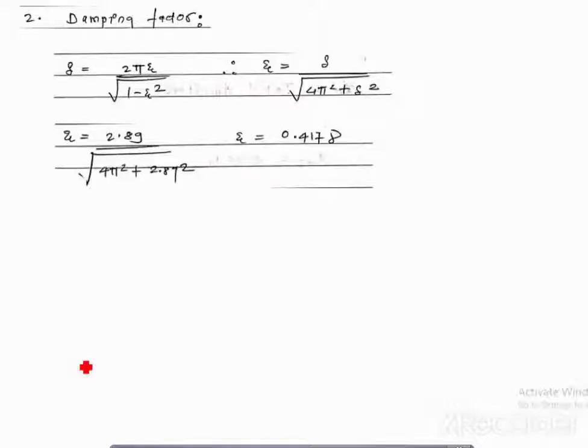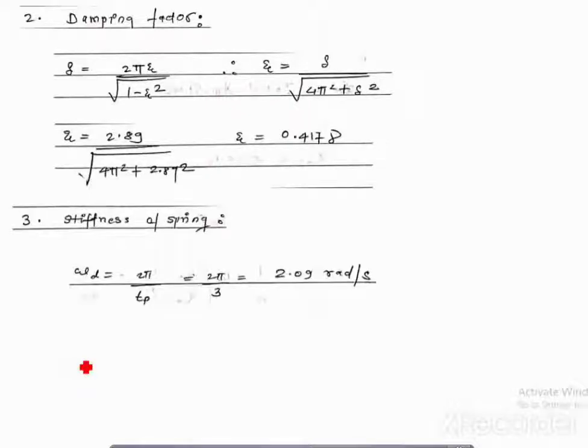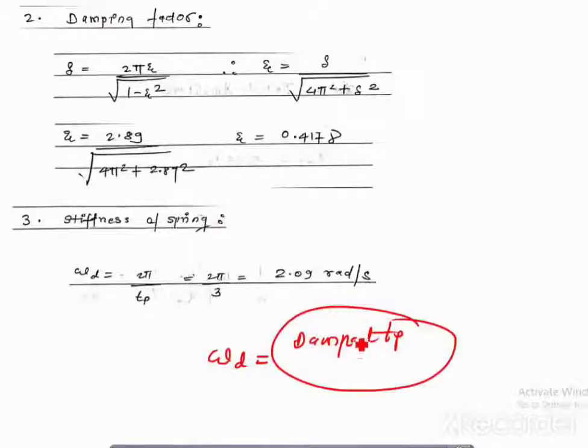Now once you got zeta and the logarithmic decrement, two important parameters we have derived, you can easily find out the stiffness of the spring. What is the stiffness of the spring? First of all, let us find omega d. What is omega d? Damped natural frequency, and they have given you the damped time period, that is TP, which is 3. So omega d is equal to 2 pi upon 3.